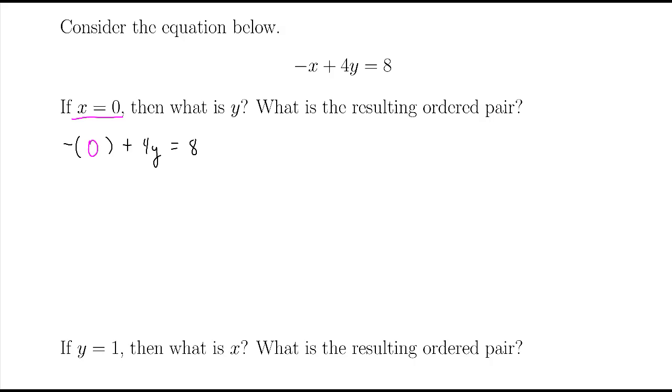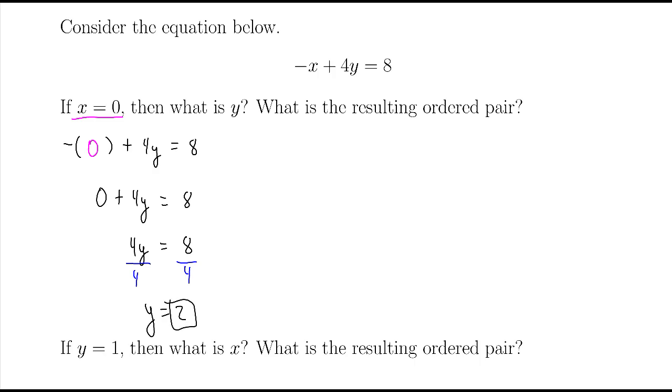Okay, so we have negative 0. That's just 0 plus 4y equals 8. You could leave that plus 0 off, right? Because 0 plus 4y is just going to be 4y. And then we're going to divide both sides by 4. And that will give me 2. So if x is 0, then y comes out to be 2.